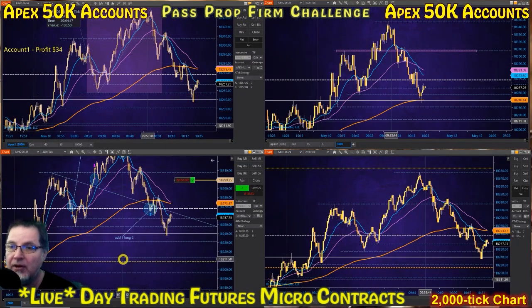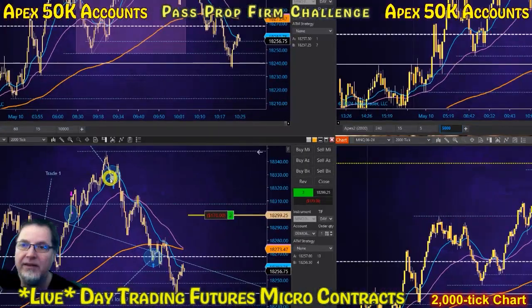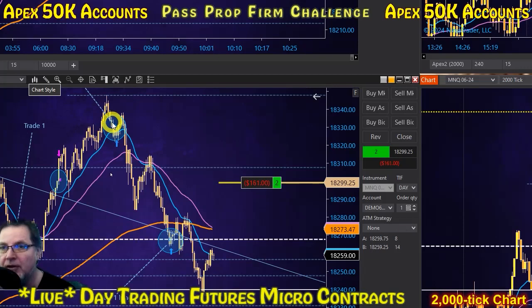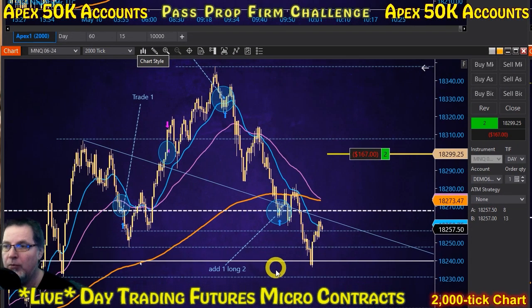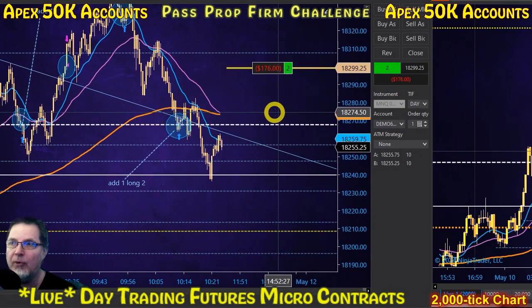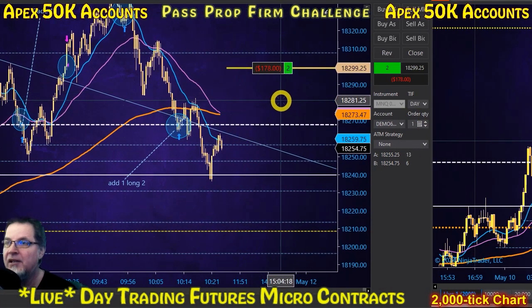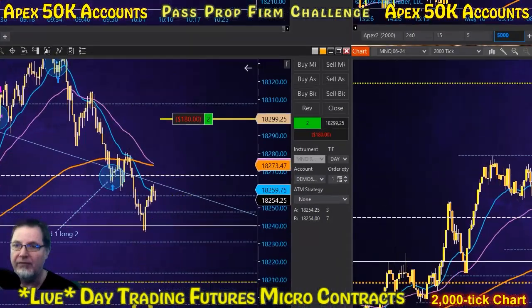Now here's what I was talking about, the deep pullbacks. We got in way at the top before the news on the simulator, came back down to a reasonable area where support was, and I added one. So now I'm long 2 contracts. Now it's still going down. I'm only long 2 contracts. And what I like is that I'm being patient. I'm not just jumping in.